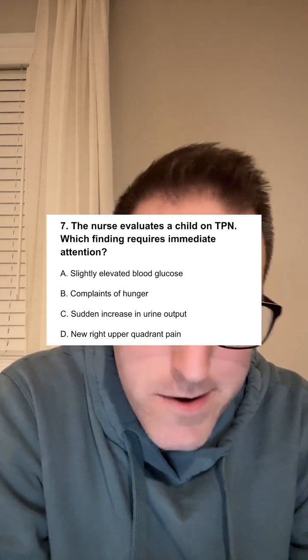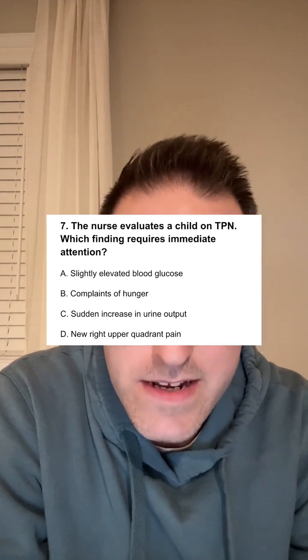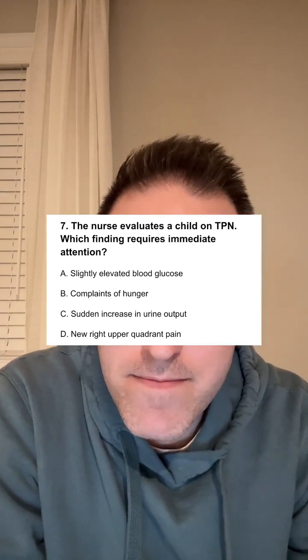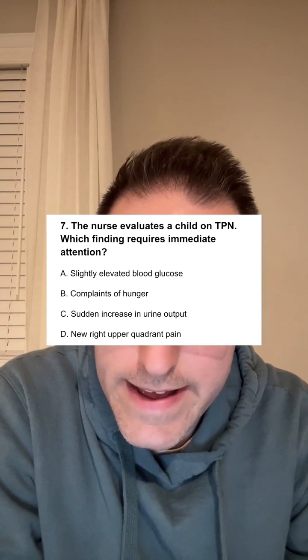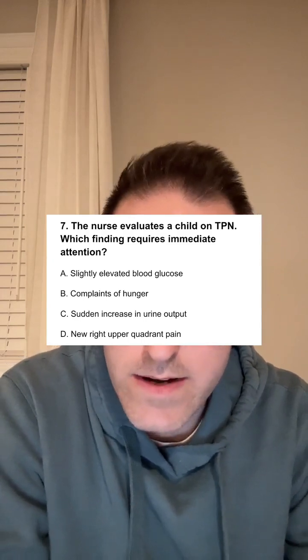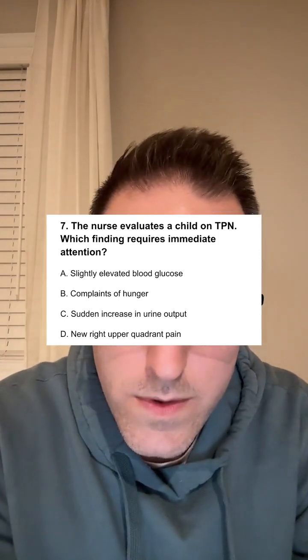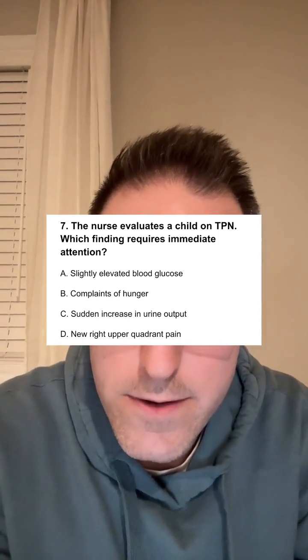So it's not A, mild hyperglycemia is expected. And B, hunger can happen despite TPN. And C, well, increased urine output's expected with the high osmotic load.